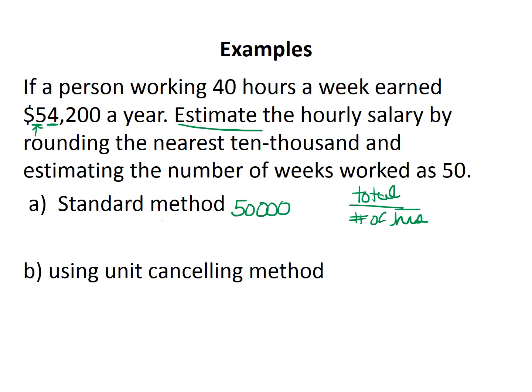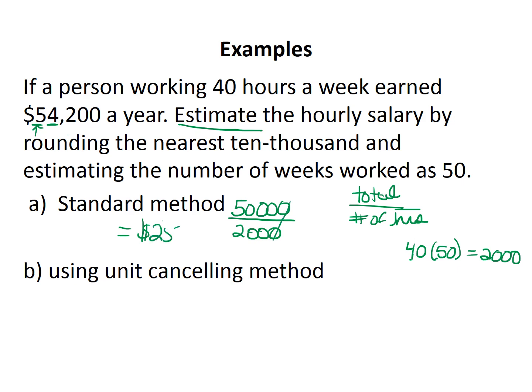So if we round 54,200 to the nearest 10,000, that's the total amount earned divided by the number of hours. Well, the person worked 40 hours per week at 50 weeks. Again, estimating as 50 weeks. And then 4 times 5 is 20, and add 2 zeros. So you're just looking at 50,000 divided by 2,000, which is, of course, you can cancel the zeros, but you should see that that is 25, right?